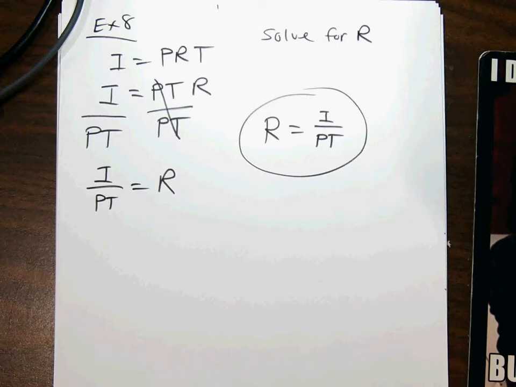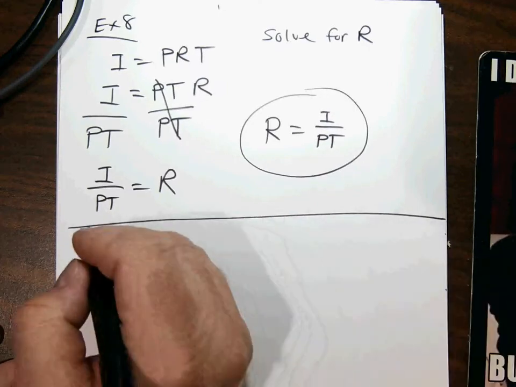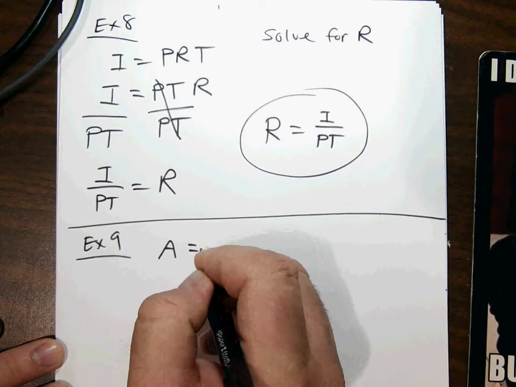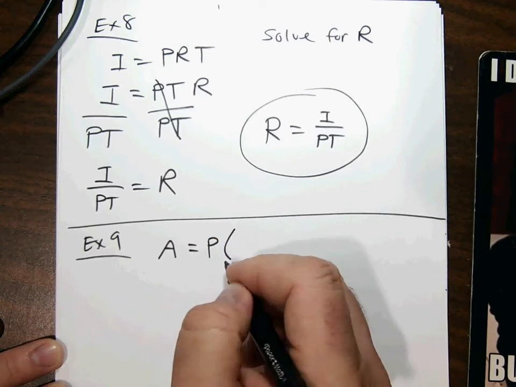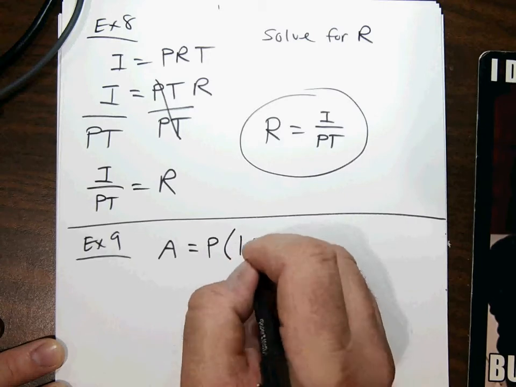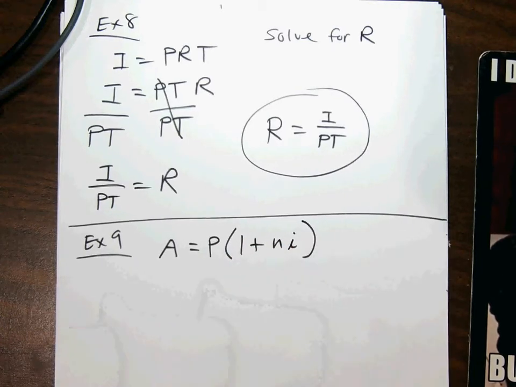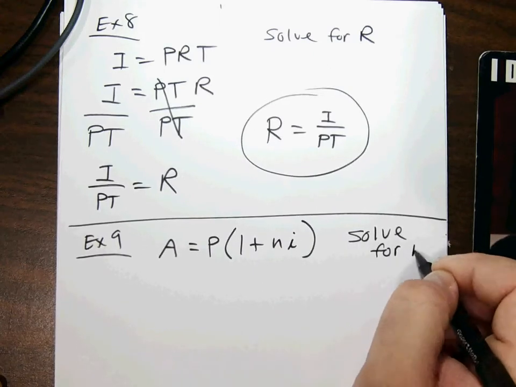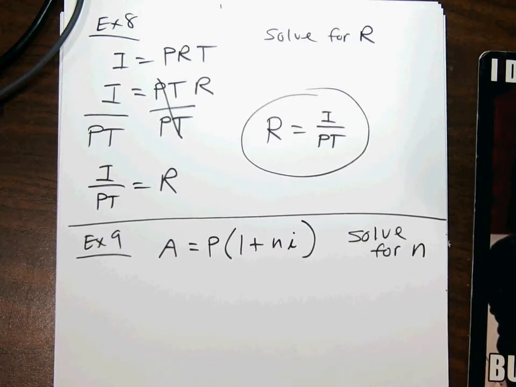Example 9 talks about a formula for a compound amount. Again, we're not so concerned about what these formulas are. We're just shuffling them around. So I've got A equals P parentheses 1 plus Ni. Okay, there's my formula. A equals P parentheses 1 plus Ni. And we want to solve this for N. We want to solve for N. Alright, that's a little bit trickier, right?